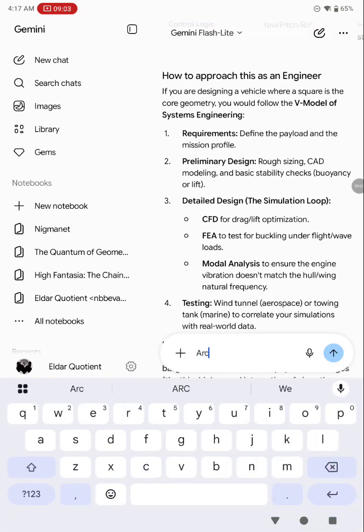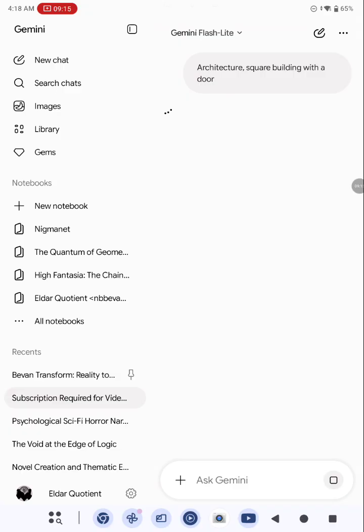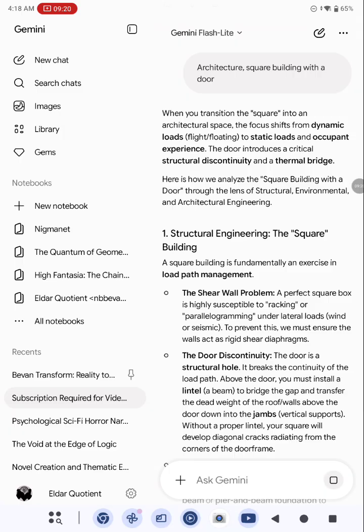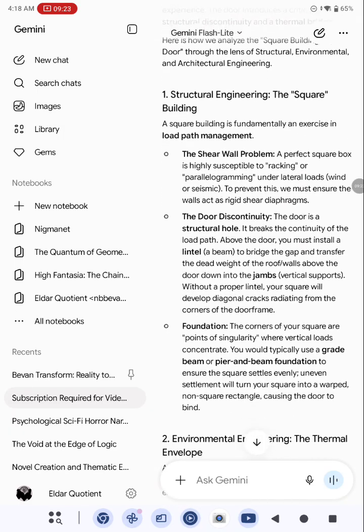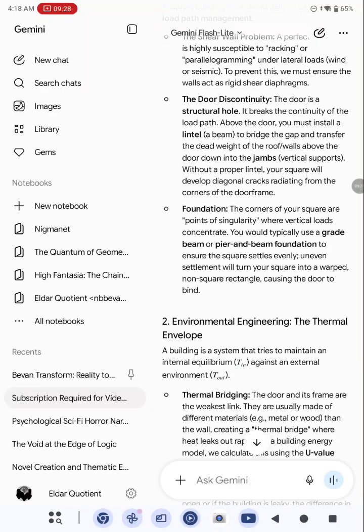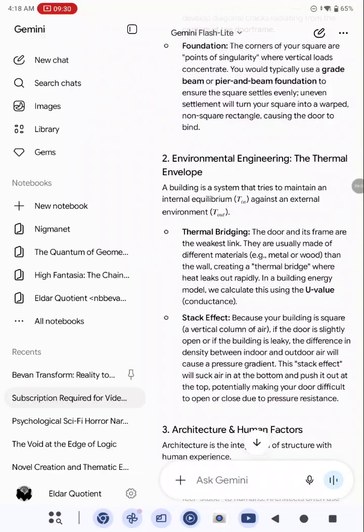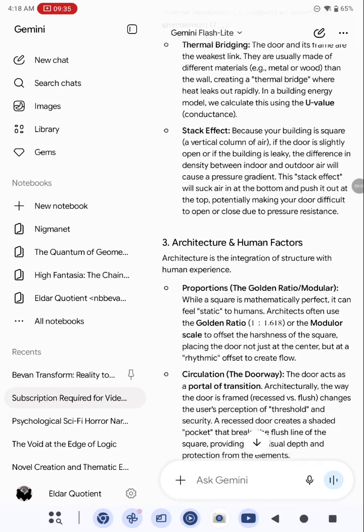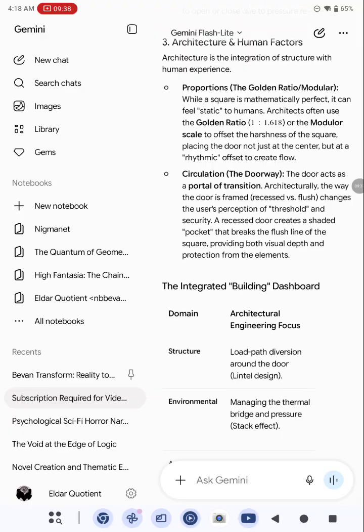Even architecture, you might have a square building with a door, just a regular door or an arch inside of a square building, and where are you going to build it? Square building, you have shear wall problems, door discontinuity, foundations, environmental engineering, the thermal, where are you going to build the thing, human factors.